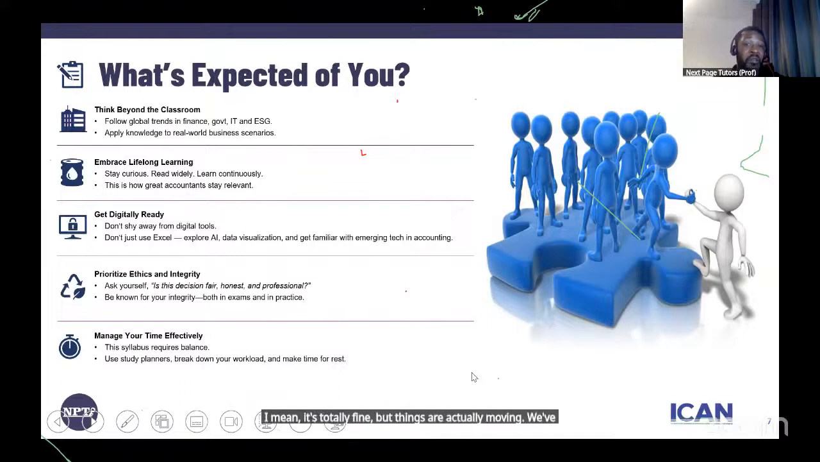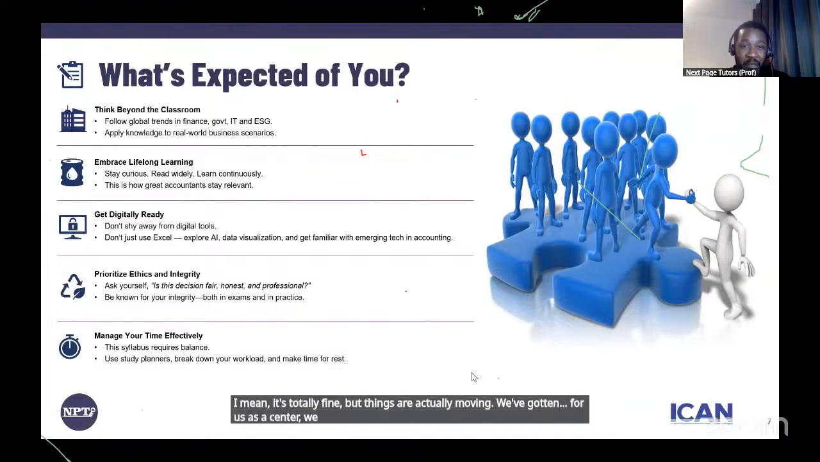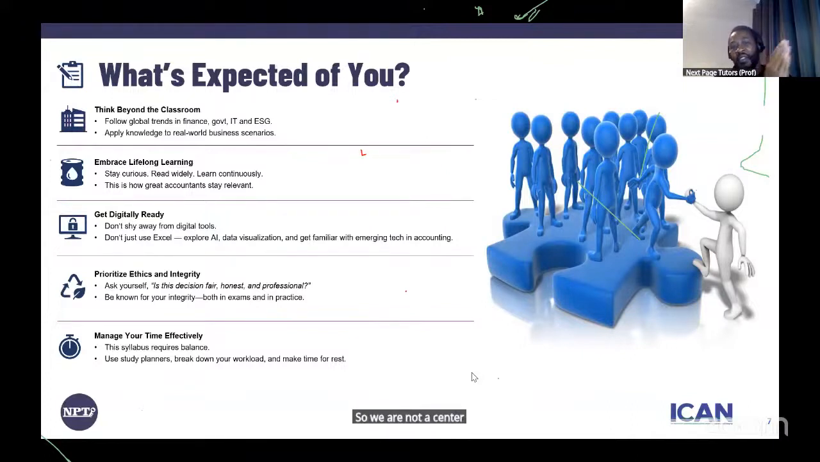For us as a center, we have the full experience. Some of you are aware. We are not a center that you say, oh, they only do online. We are not a center that you say, oh, they only do physical. We do both. We've done both for years. We got to a point that we did both concurrently, right? And we could see it clearly that people no longer prefer physical class.